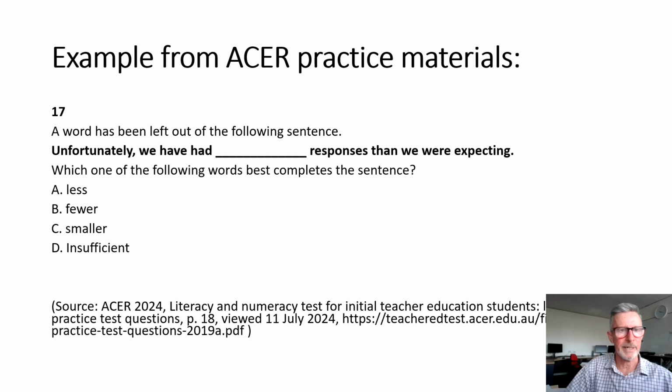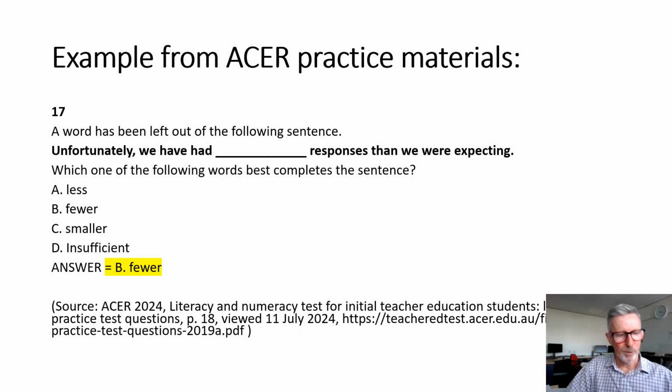Okay, let's have a look at an example from the ASA materials. Question 17, recently released practice test, I think. So a word has been left out of the following sentence. Great, we have one word. If we look at our choices, less and fewer, we know where we're going. The sentence is, unfortunately, we have had responses than we're expecting. Responses, it's an S, so that's a countable noun, and it's got to be fewer responses than we were expecting.